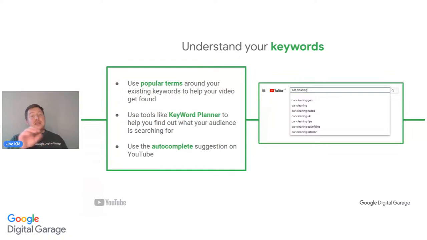So for example, if you were to go to YouTube and just type in car cleaning, the autocomplete suggestion on YouTube could then tell you here. So car cleaning guru, car cleaning hacks, car cleaning UK, tips, satisfying and interior. So straight away from this rough bit of searching, you've got a bit of an idea what people are writing about.